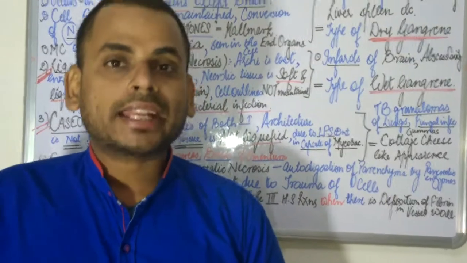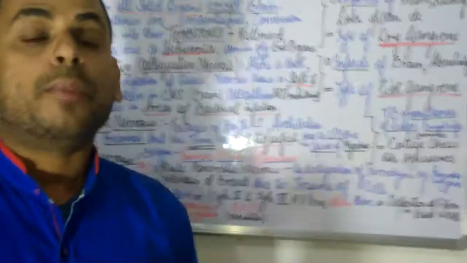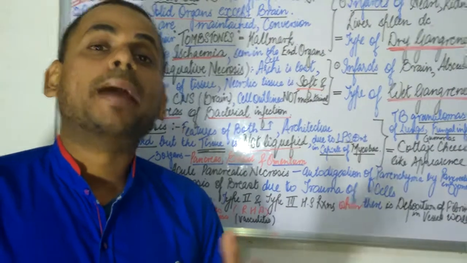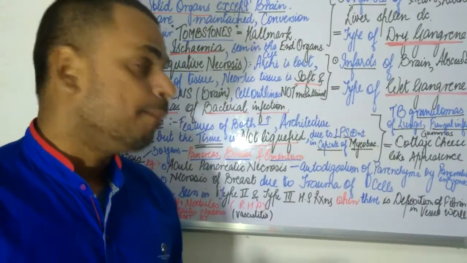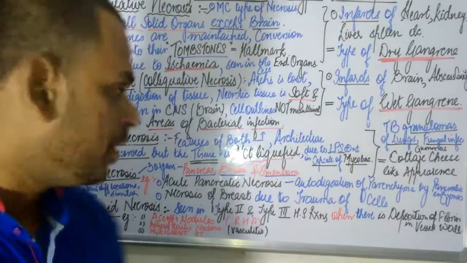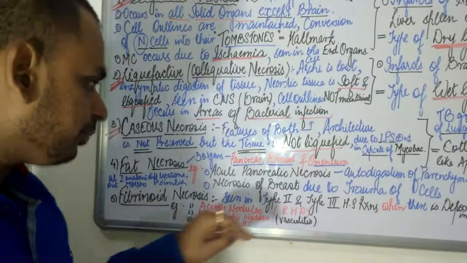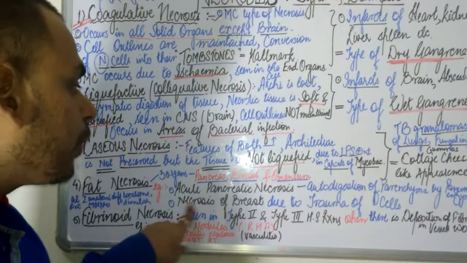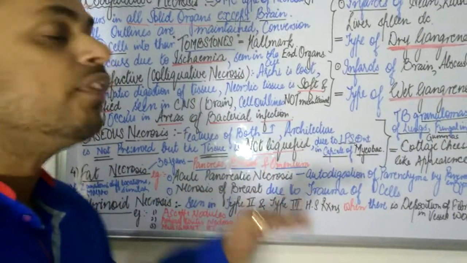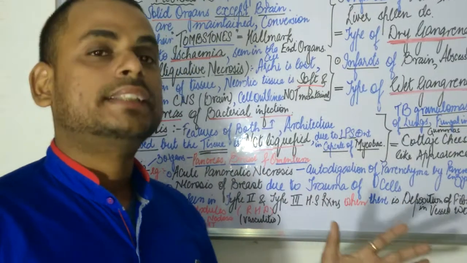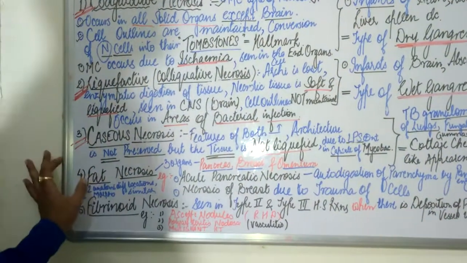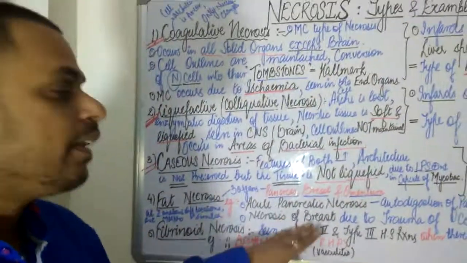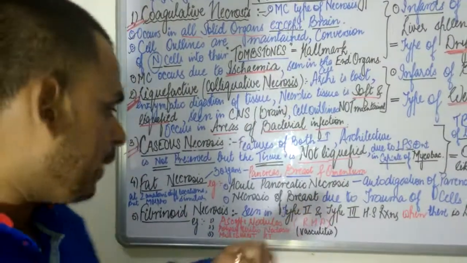So acute pancreatic necrosis usually occurs whenever there is autodigestion of the parenchyma of the pancreas by the pancreatic enzymes. The next example is necrosis of the breast due to trauma to the cells, which is another example of fat necrosis. Because the breast tissue is made up of fat, fat necrosis is most commonly found in the breast.